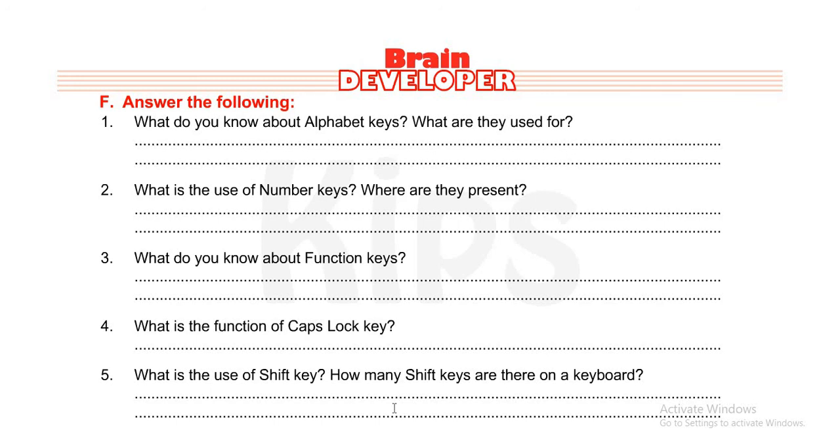Now fourth question, what is the function of the caps lock key? On page number 54, the second special key is caps lock key. The answer is: the caps lock key is used for typing alphabets in capitals. Next question, what is the use of the shift key? How many shift keys are there on a keyboard? For this question, same page number 54, the fourth special key, that is the shift key. The answer is: the shift key is used to type the special symbols present on the upper part of the keys.